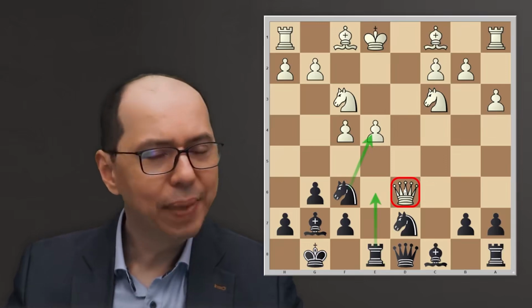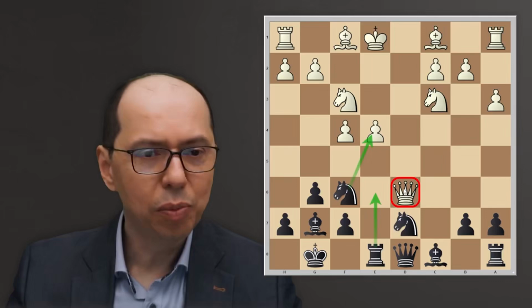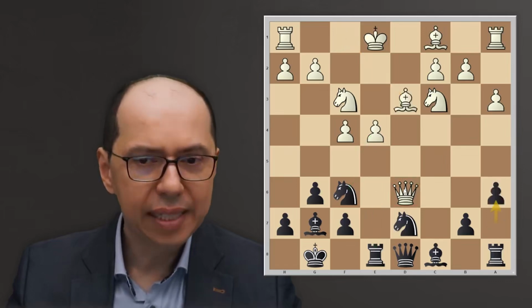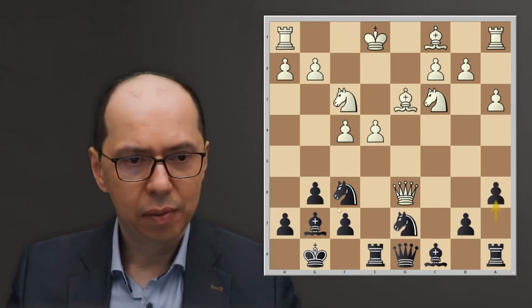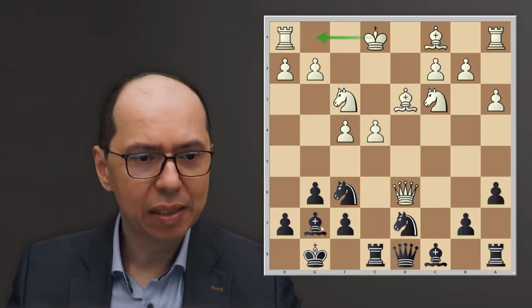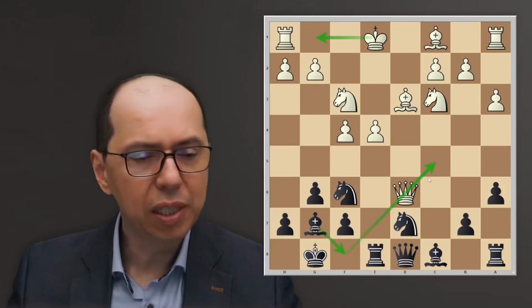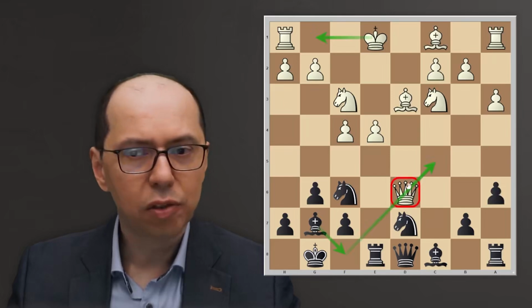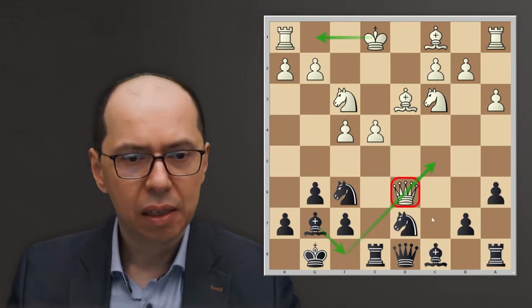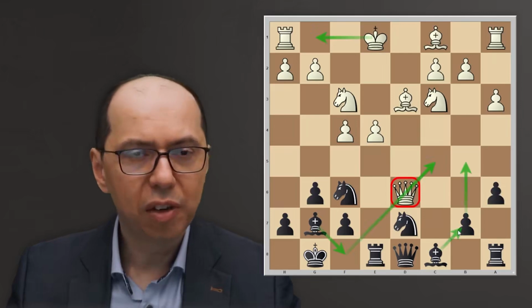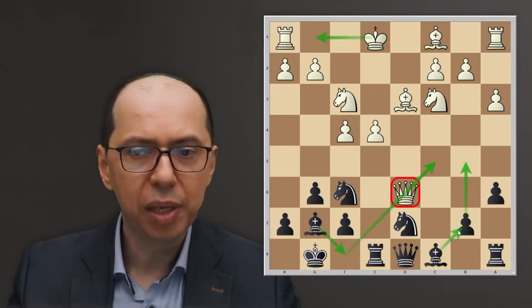White gets basically in all kinds of trouble, right? After bishop d3, for instance, a6. And now if white castles, this just traps the queen. So this queen is in a lot of trouble. And if white doesn't castle, then black can just proceed b5, bishop b7. White is in a bad shape here.